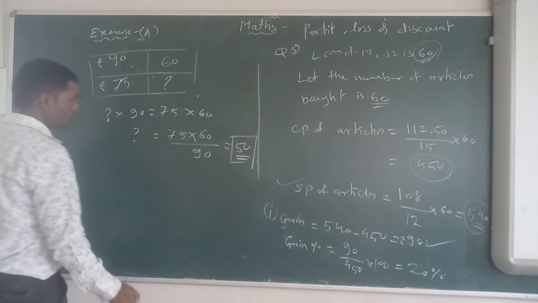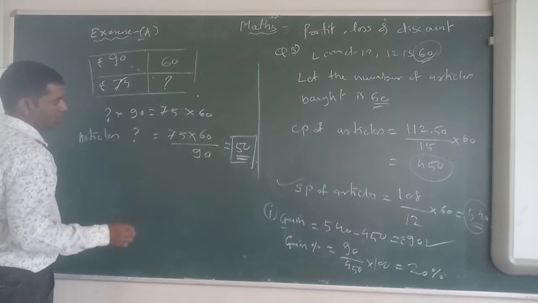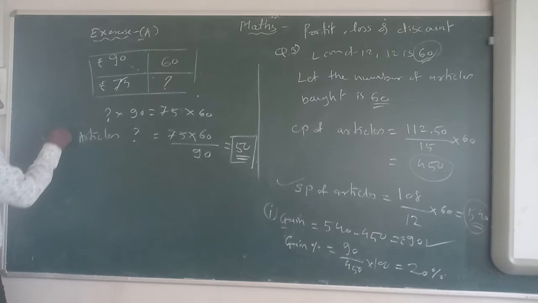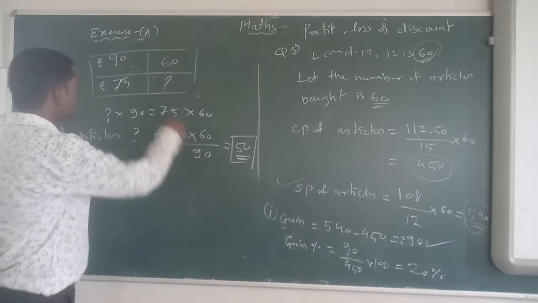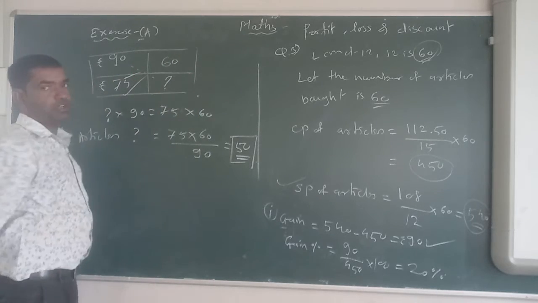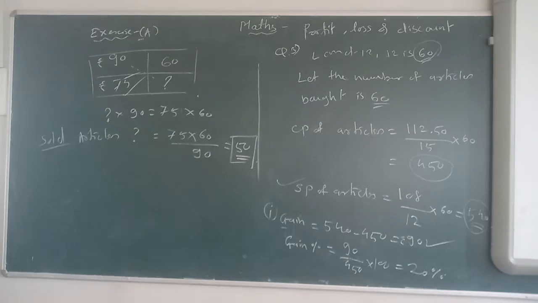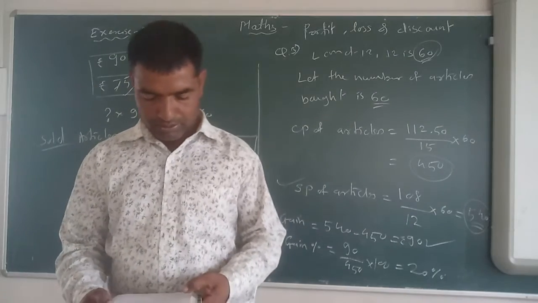How many articles you have to sell? Sold articles 50. When you sell 50 articles, you will get the 75 rupees profit. How much profit? 75 rupees. You can write down this answer and take the screenshot. Now see, after that we will see another problem.